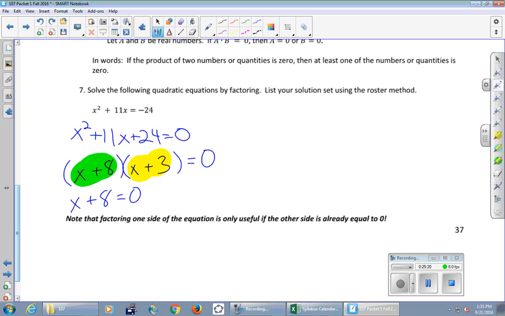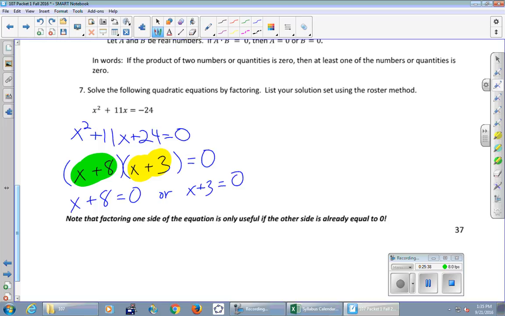Either x plus 8 is 0, that's one number equals 0, or x plus 3 is 0, that's the other number equals 0. Multiply and get 0, one of them had to be 0. This is why we forced the number 0 on the right-hand side, is that moment right there.